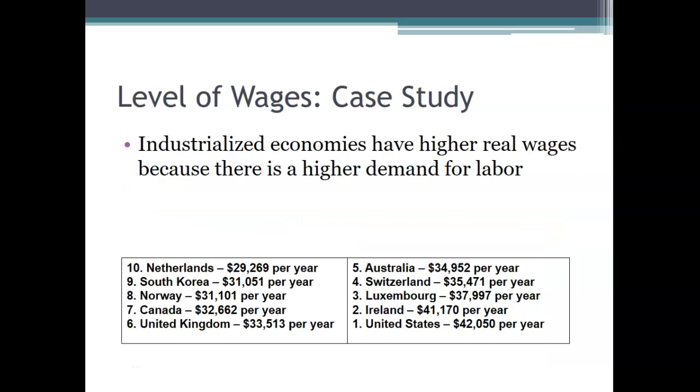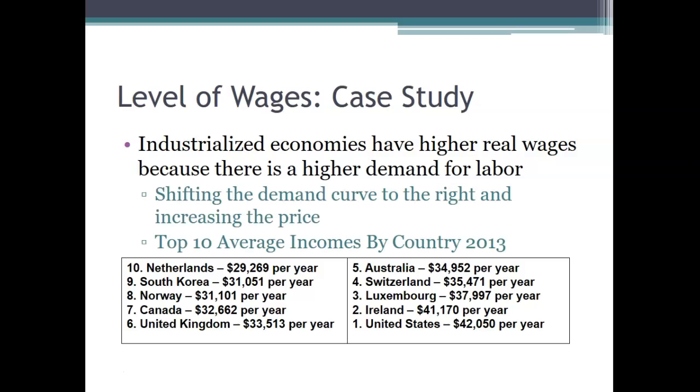So let's look at wages. Why do people get paid what they get paid? Well, it's typically thought that industrialized economies have higher real wages because there's a higher demand for labor. If you look at the Netherlands, the United States, this is the 2013 top 10 average incomes by country. They're all pretty industrialized countries. Also, we get some smaller countries. Luxembourg is usually in the top 10 because there's not a large population. So that does happen. Now, why would we expect there to be higher wages?